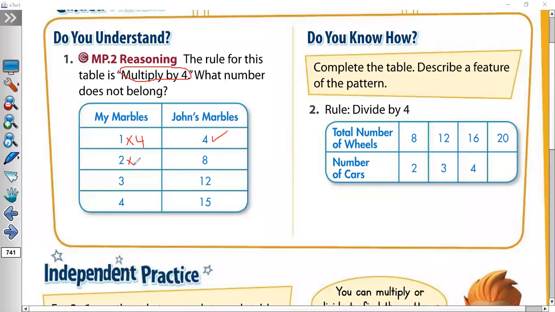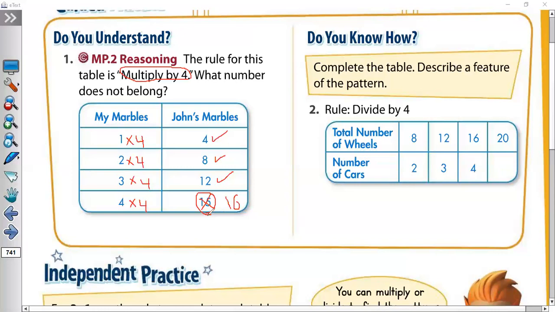The next one, multiply by 4. 2 times 4 is 8. It's right also. The third one is multiply by 4. 3 times 4 is 12. It's right. The next one, multiply by 4. 4 times 4 not equals 15. 4 times 4 is 16. So this number doesn't belong to the table.